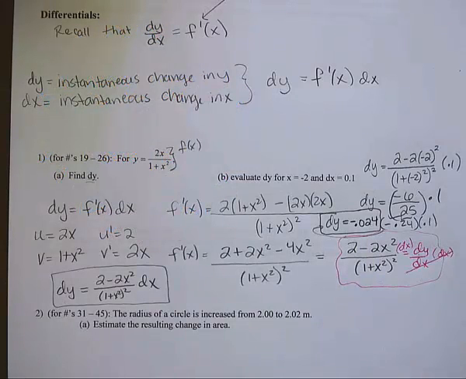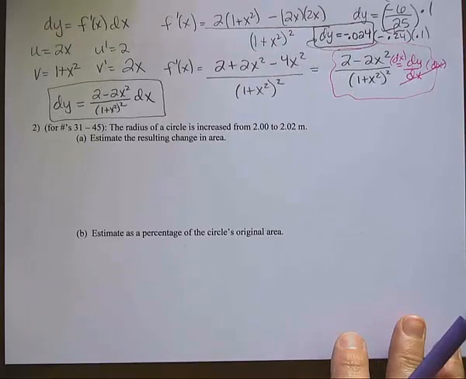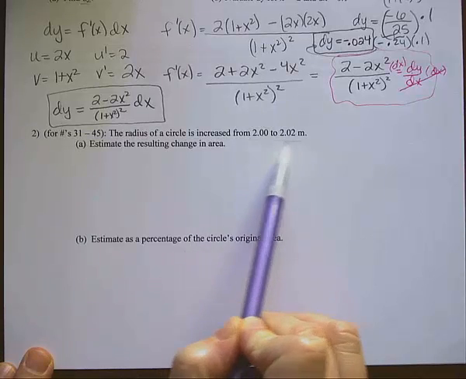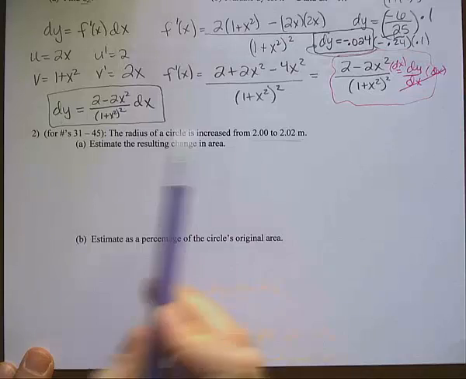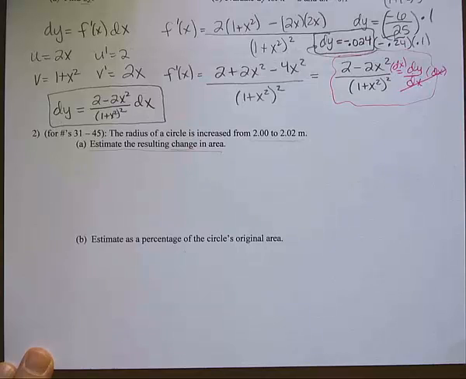To give you maybe a better sense of how this is used, we'll take it to an actual application in example 2. Here we have a radius of a circle increasing. We have a radius changing from 2 meters to 2.02 meters. And now we want to estimate the resulting change in area. And this is an instantaneous rate of change, so we wouldn't want to just recalculate the area. We want to figure out the rate of change of area with respect to radius, and then split that apart to find my differentials, if you will.